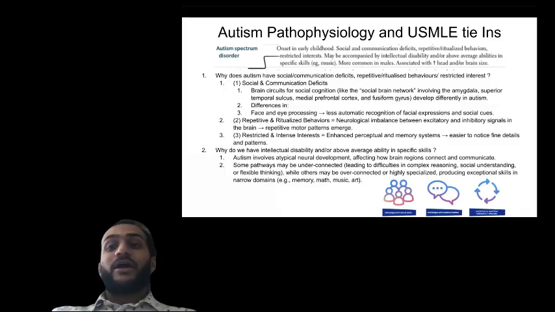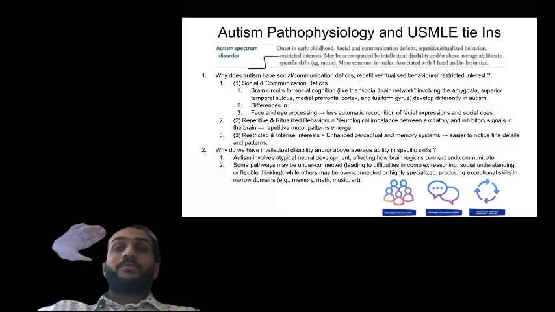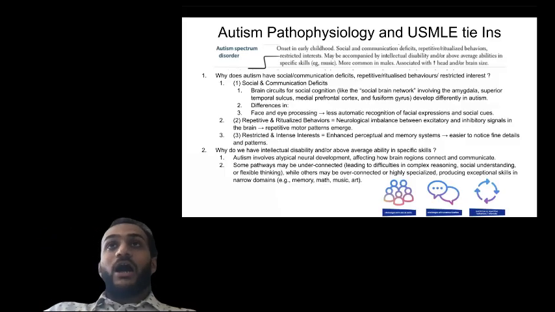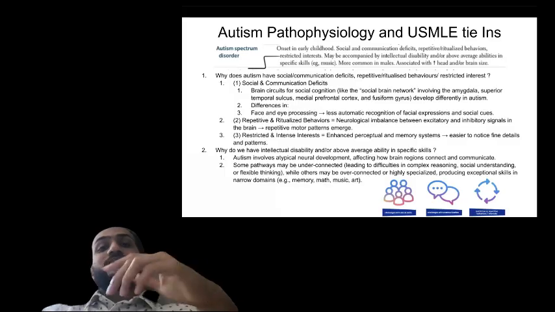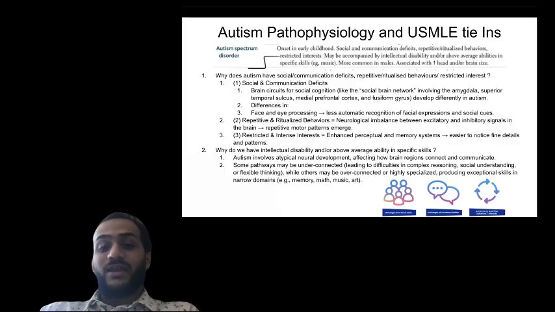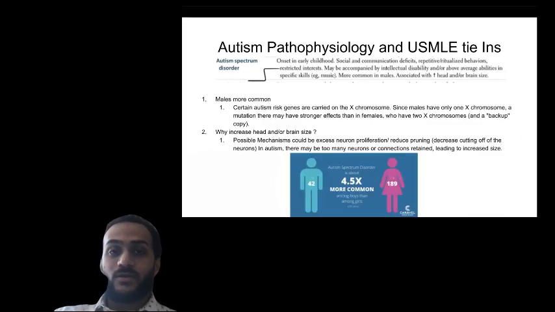So essentially, there are going to be some topics that are overly connected, or you're going to have underconnections. Some parts are going to be really highly connected or overconnected. So we can see challenges with social skills, challenges with communication, and restricted or repetitive behaviors.